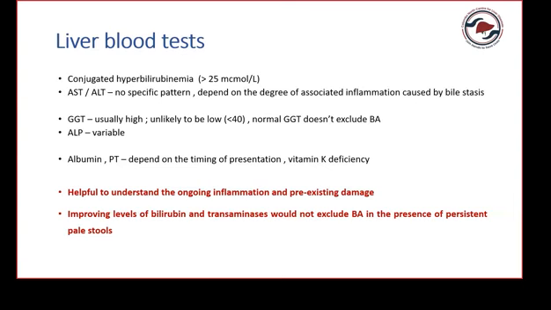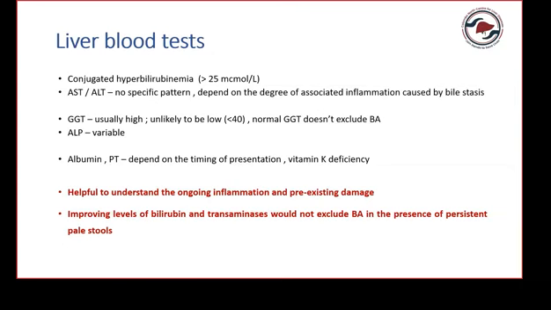Albumin, prothrombin time, it's good to have for you to understand the liver synthetic functions, the pre-existing liver damage. However, it would not directly help to diagnose biliary atresia. It depends on the timing of presentation and the level of vitamin K deficiency which is associated. So in overall, getting all the liver functions, so the enzymes and the rest of the biochemistry would be helpful to understand the ongoing inflammation and pre-existing damage.